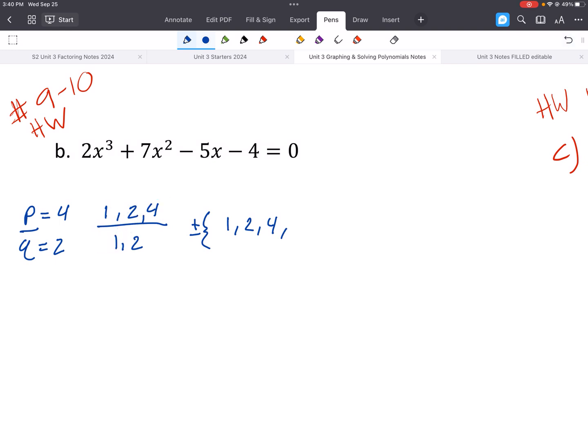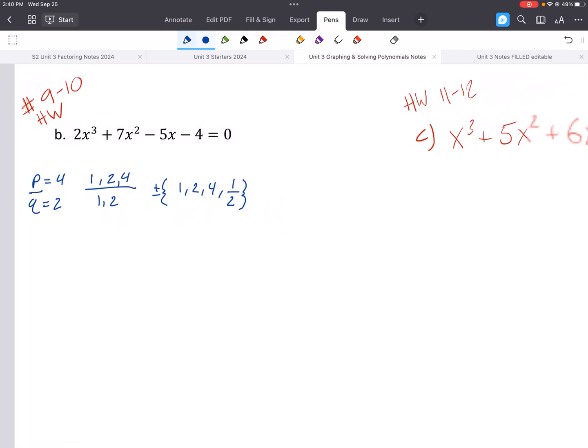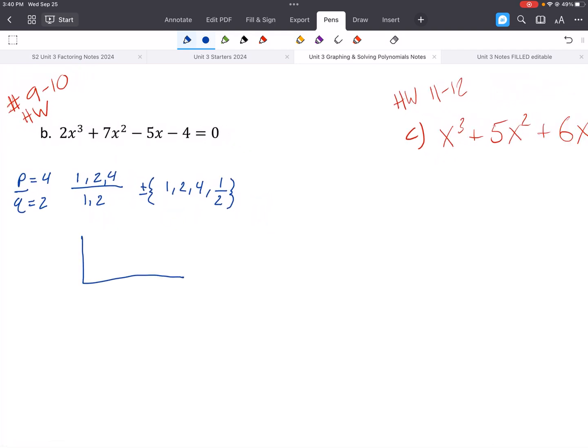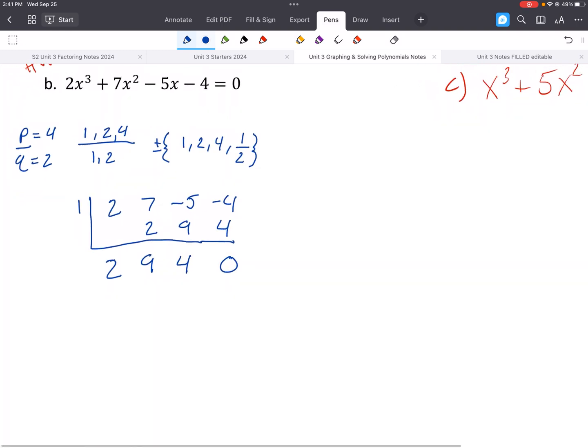Okay? And then we're going to try 1 over 2. I think as our last one would be 1/2. And then everything else is just a duplicate when you simplify the fraction. So those are our options that can work. And then we're going to do synthetic divide. Start with 1. So our coefficients are 2, 7, -5, and -4. Bring down the 2, and then we'll multiply, add, multiply, add, multiply. Oh yeah, we got another one. Okay, so our first root that we found is x equals 1.